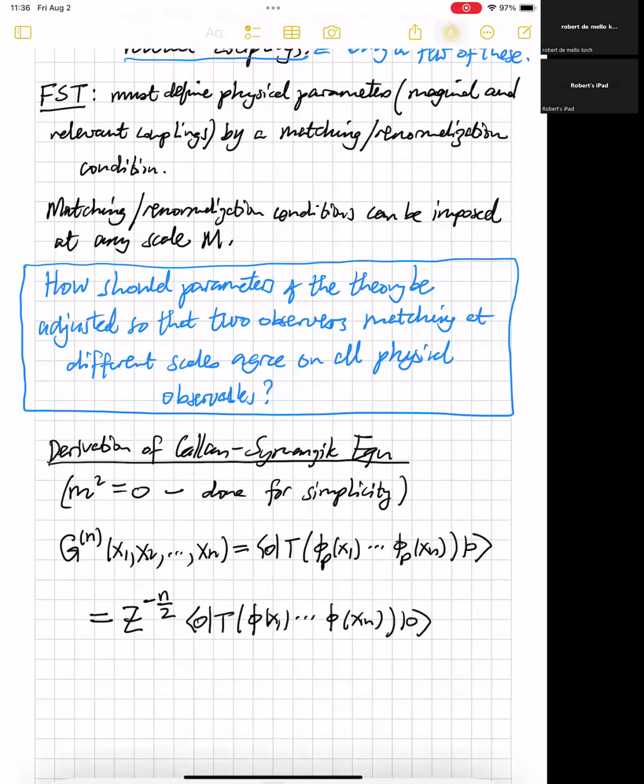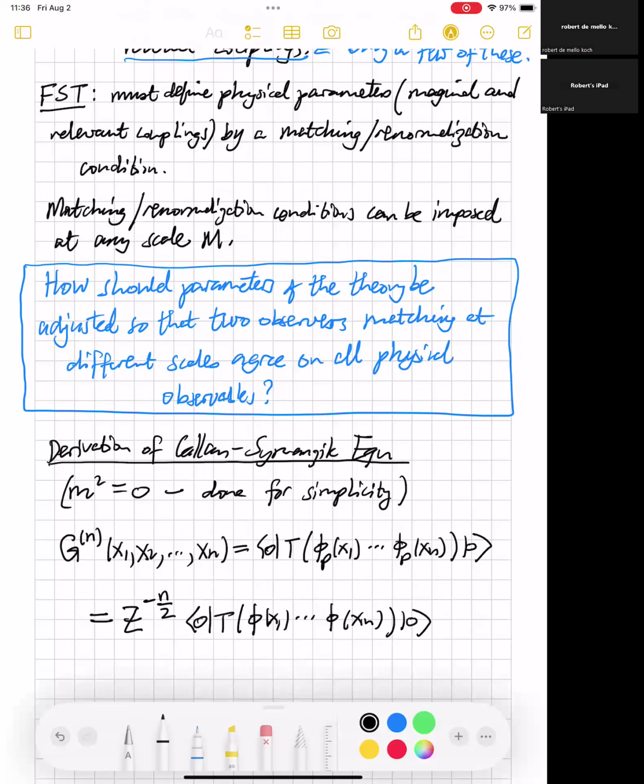So let's maybe just remind ourselves. So this creates a particle with probability equal to 1. These fields create a particle with probability less than 1. So they're not the physical field. Okay.